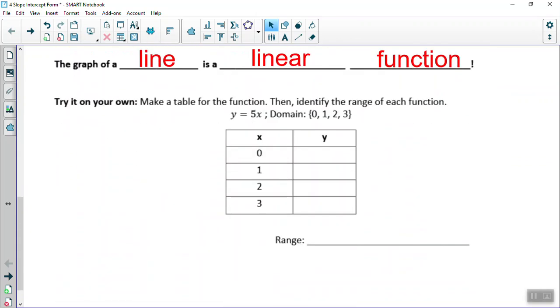We're going to make a table for this function here. Then we're going to identify the range of each function. So y equals 5x. Your domain is your 0, 1, 2, and 3. We've got those put into the table. I want you to try on your own to figure out what are the y values, and then remember the proper way to write out our range. Go ahead and pause the video now.